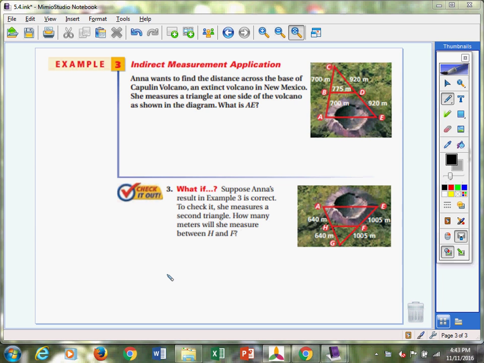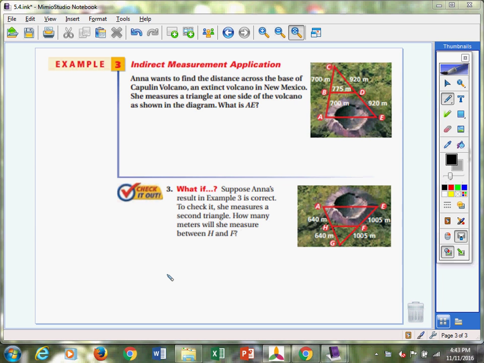Section 5.2 or 5.4, we're doing example 3, indirect measurement application. We're definitely doing the mid-segment theorem and applying it here. Here's our situation. Anna wants to find the distance across the base of Capulin volcano, an extinct volcano in New Mexico. She measures a triangle at one side of the volcano as shown in the diagram.